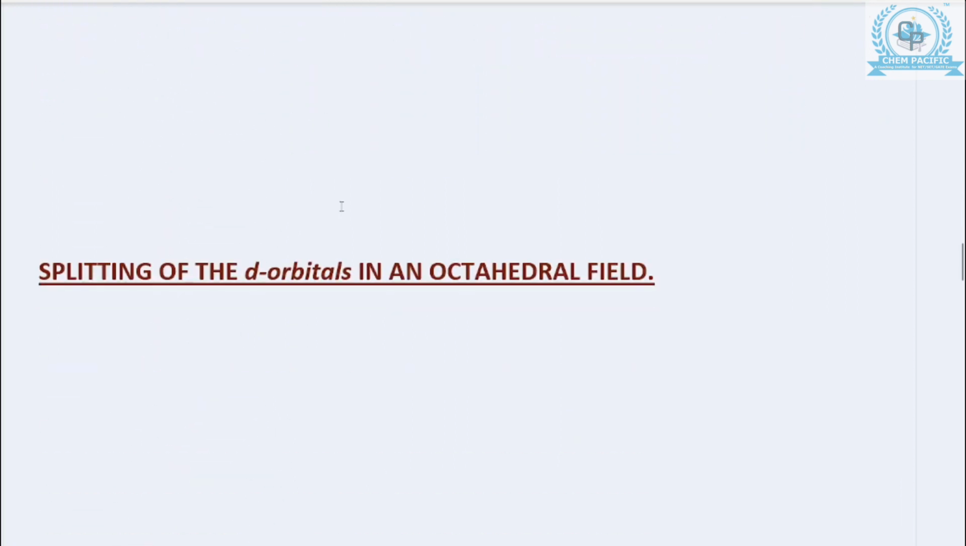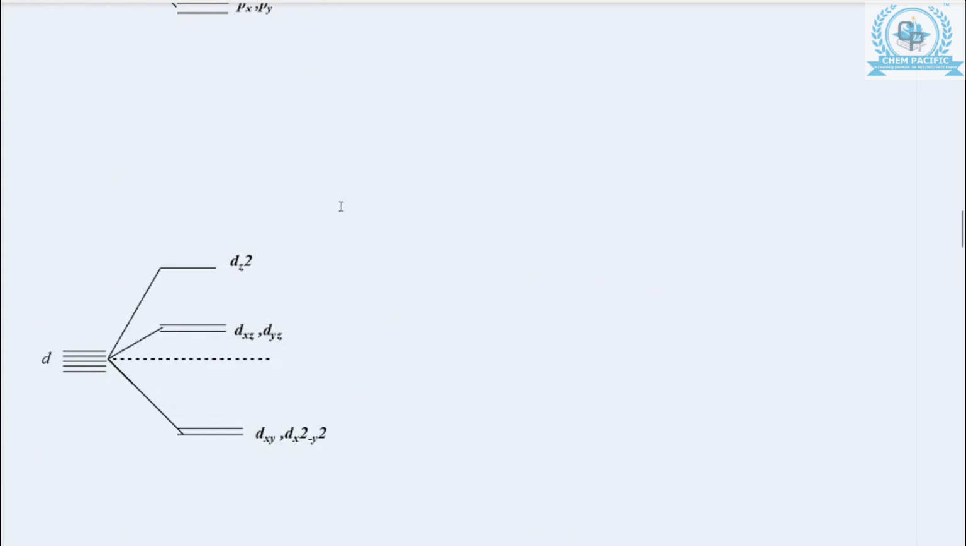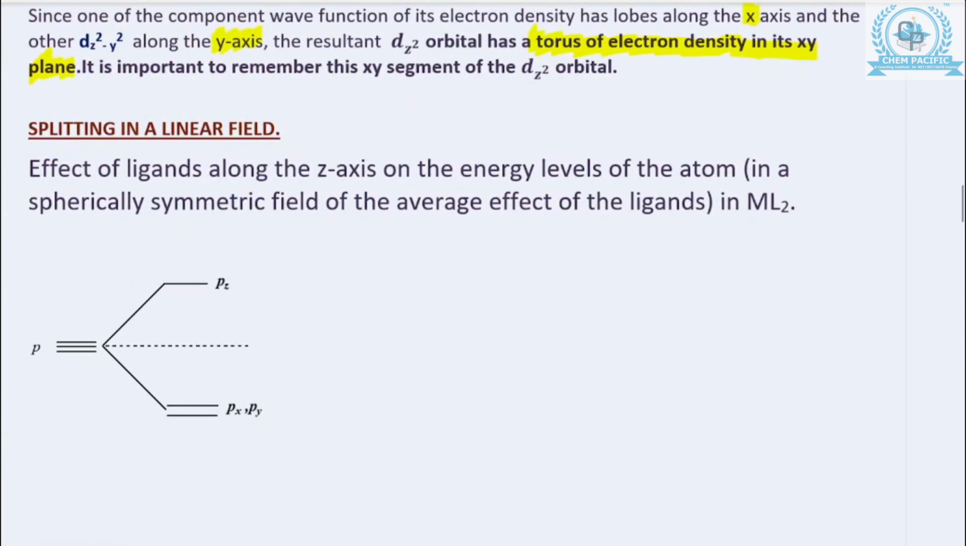Now see students, linear field splitting एकदम simple से हम start करेंगे. यहाँ से हम वही मैं बोल रहे थे कि एक ligand का approach जिस direction में होगा, उस direction में जो orbital रहते हैं, वही orbital maximum repulsion experience करेंगे.